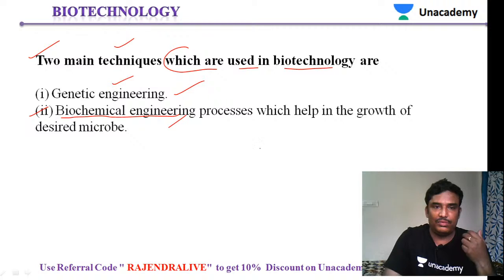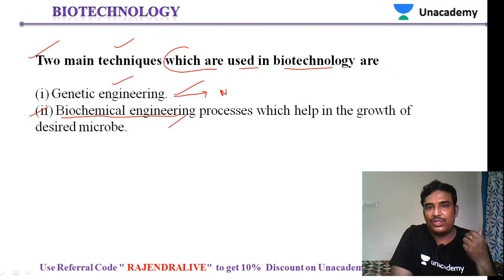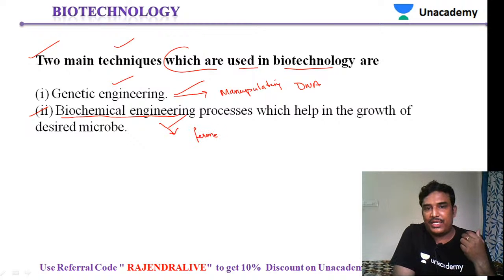So in genetic engineering, what are we doing? Genetic engineering involves manipulation. We are manipulating the DNA. Biochemical engineering involves fermenters, or bioreactors. Fermenter's other name is bioreactor.